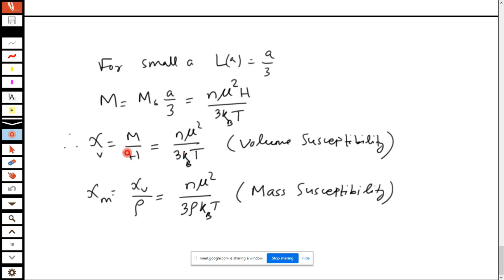Now if you want to calculate susceptibility from it, susceptibility is M by H, which will be n mu square by 3 kBT. This is called the volume susceptibility. If you divide by rho, you will get the mass susceptibility. One thing you clearly see here is that this susceptibility is proportional to 1 by T.